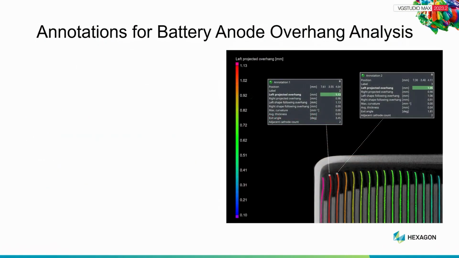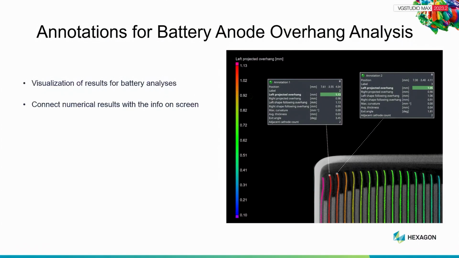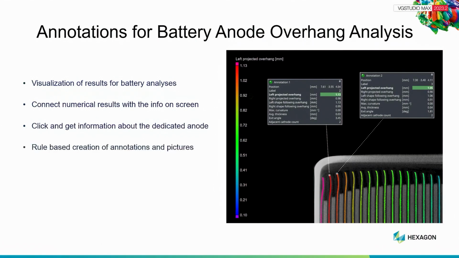Let's move on to the other cool new stuff that has nothing to do with ROIs. Like this one, our battery anode overhang analysis now comes with annotations to better visualize the results for battery analysis. It's never been easier to connect numerical results with on-screen information. Click and get information about the particular anode, and take advantage of rule-based annotation and image creation.